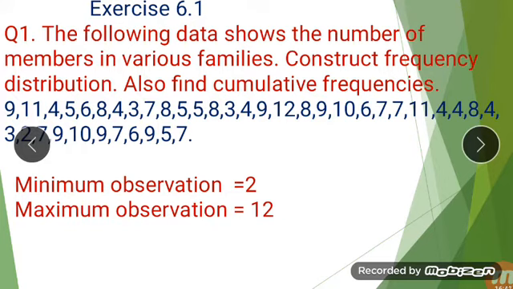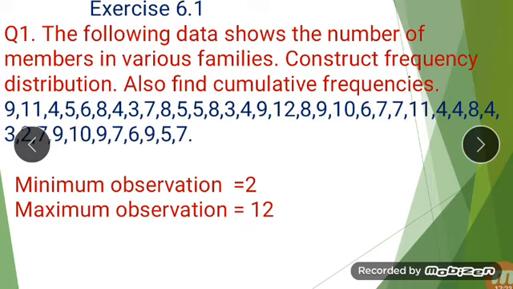Here we have exercise 6.1, question number 1. The following data shows the number of members in various families. Construct a frequency distribution. Also find the cumulative frequency. As the data is about the members of families, we can use a discrete frequency distribution here. For a discrete frequency distribution, the first step is to find the minimum and maximum observations. You have to go through the data. We can see here that 2 is the minimum observation, whereas 12 is the maximum observation.